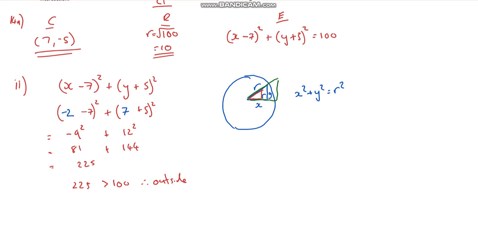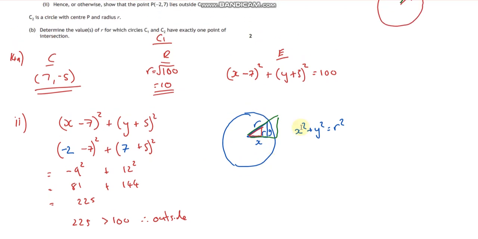I'm just trying to give you something else to think about. The point is you're substituting into the equation. If the equation holds true, you're on the circle. If this side is less than your r squared, then you're inside. But we were bigger, so we're outside. So there's your 2 marks for that.